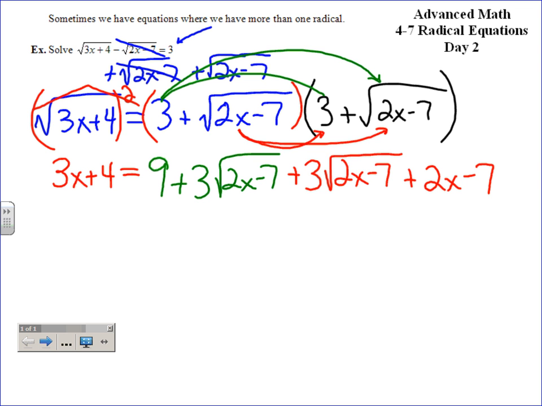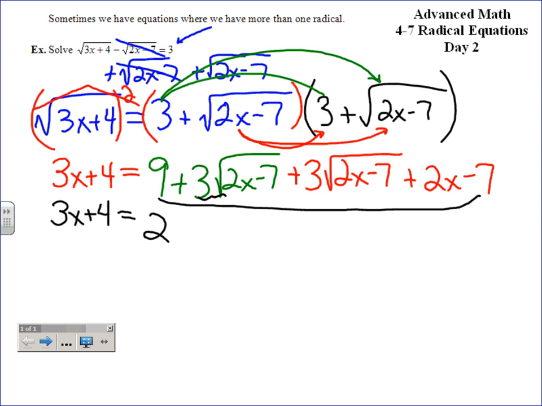So any questions on that last one? Or any of the distributing that I did? And have I taken all the pieces times each other that I'm supposed to? Yep. So now what we have to do is clean it up. Well, here we've got a 3x plus 4 equals, can we put the 9 and the negative 7 together? Yeah, what is that? 2. How about these? I just put a squiggle underneath. Can I combine those? Can I combine it with the 2x as well? No. But this radical matches that radical.